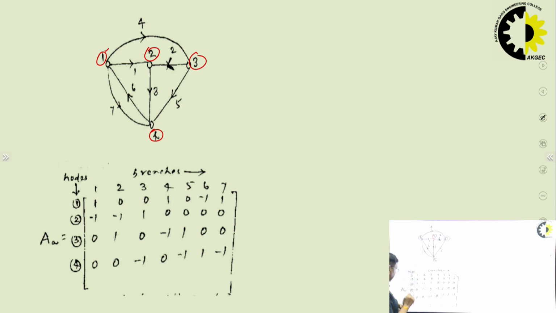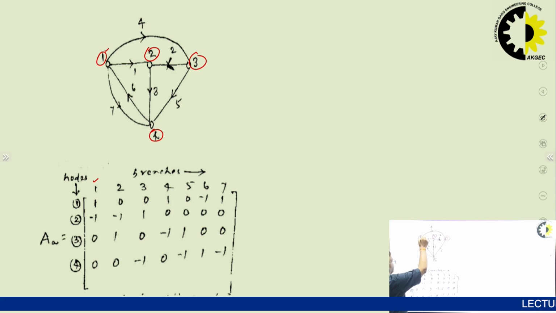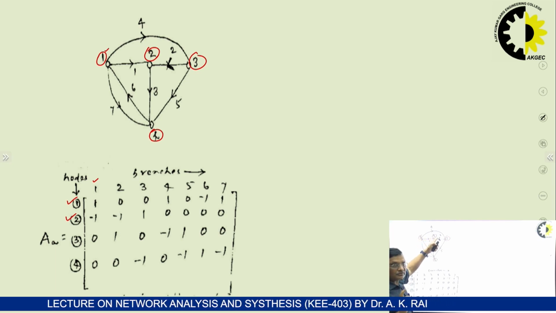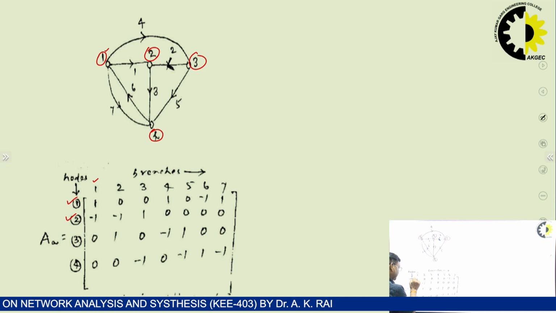So we can see that this branch 1 is incident at node 2, and its orientation is towards node 2. It is between 1 and 2. So this is node 1 and this is node 2. This branch 1 is between 1 and 2. So what will be the entry of this, A11?